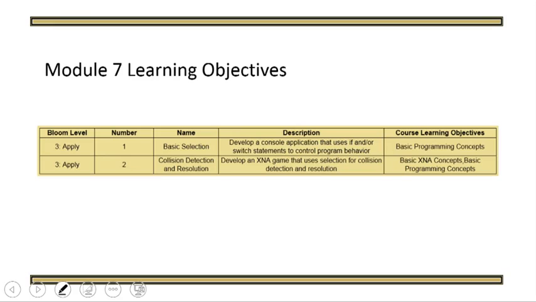This is our last lecture for Module 7, where we've been talking about the selection control structure. Here are the learning objectives for the module. Over the last two lectures, we've talked about the different variants of if statements and about switch statements, and how we use those to implement the selection control structure, how we make decisions in our program. In this lecture, we're going to look in detail at how selection works when we implement games.